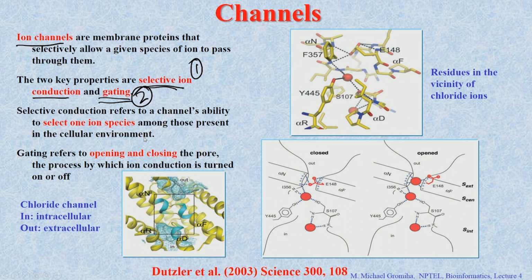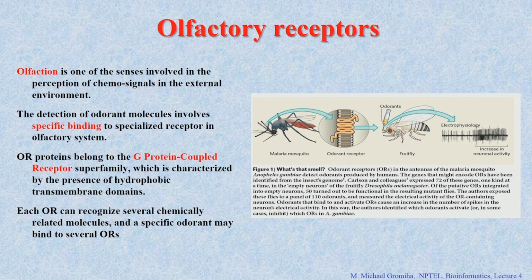Okay, this is another example called olfactory receptors, right. So, olfaction is one of the senses involved in the perception of chemo signals, right. So, how do we get these olfactions? And smell, right. If you see malaria, it is one of the major causes, because the mosquitoes can recognize humans, right. This is why mosquitoes bite and then cause malaria. If mosquitoes cannot get this olfaction, cannot recognize humans, then we do not have any problem, right.